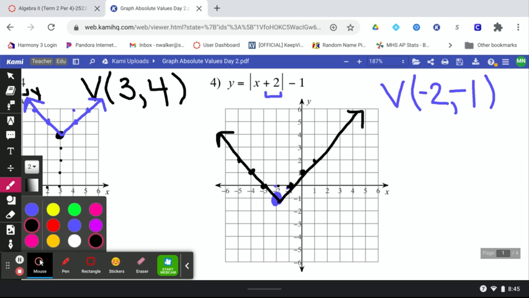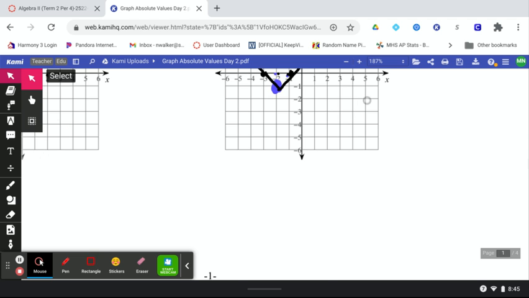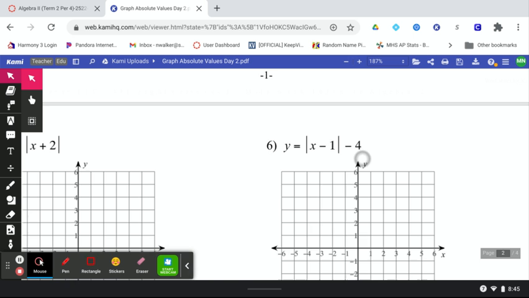All right, any questions on number 4? All right, so now we're ready for the next page.